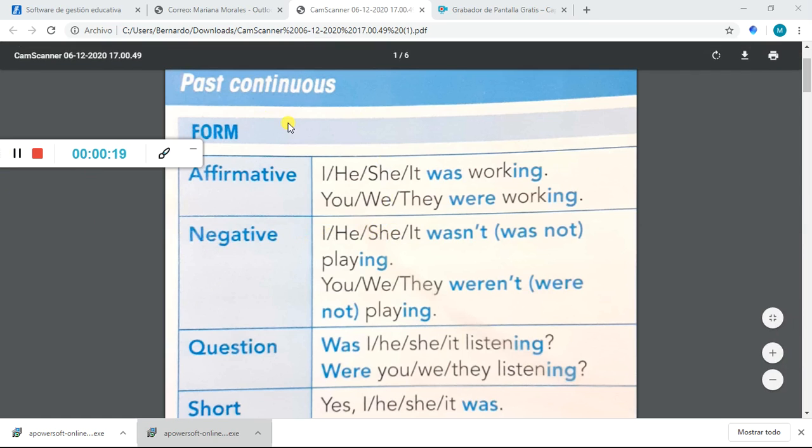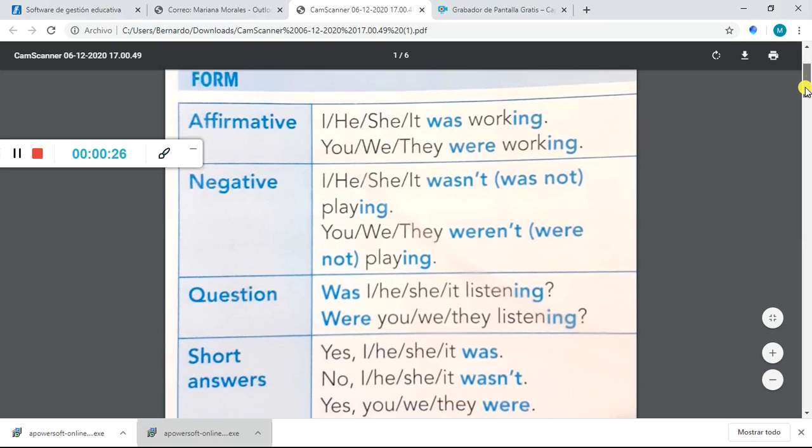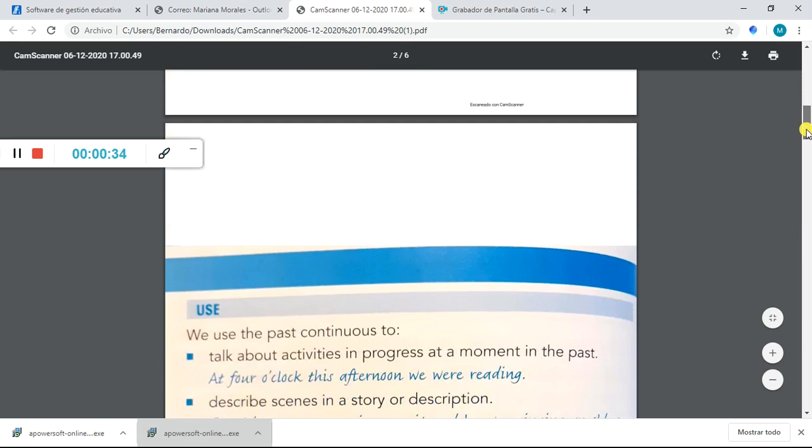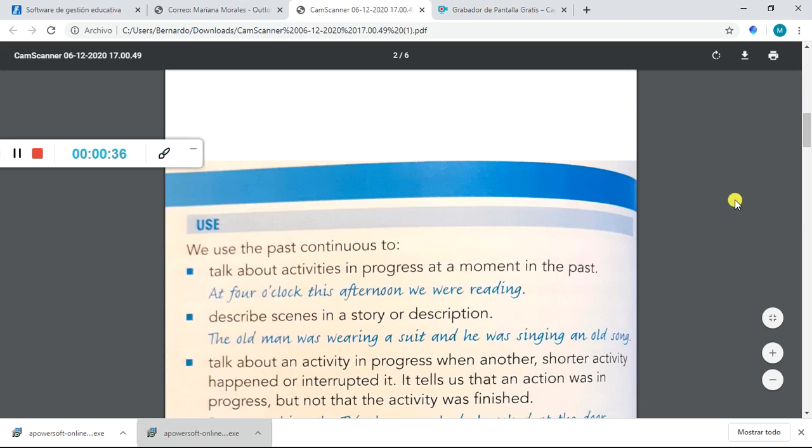The past continuous is a verb form that we use to talk about actions that were happening in the past and at a certain moment in the past were incomplete. For example, I was reading at 4 o'clock this afternoon. The idea is you were reading before 4 o'clock and you were reading after 4 o'clock.